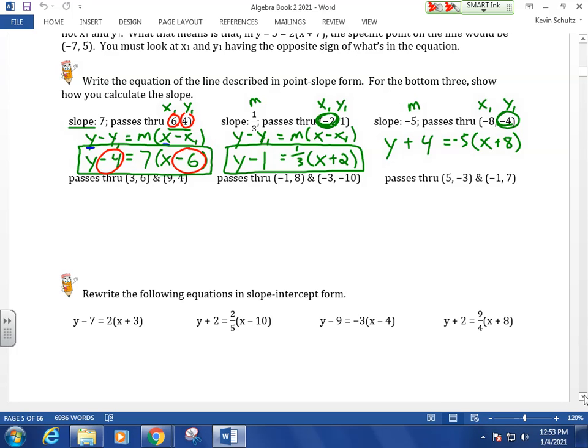The next three, all I give you are two ordered pairs. It passes through (3, 6) and (9, 4). And remember, what we need for point-slope form is the slope and a specific point. Well, I give you two points you can use. You can use either one for your final answer, but I don't give you the slope.